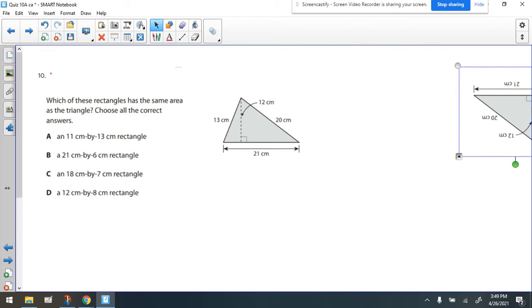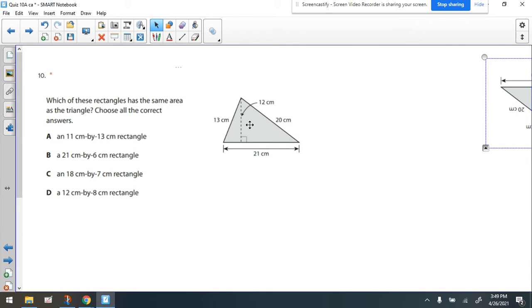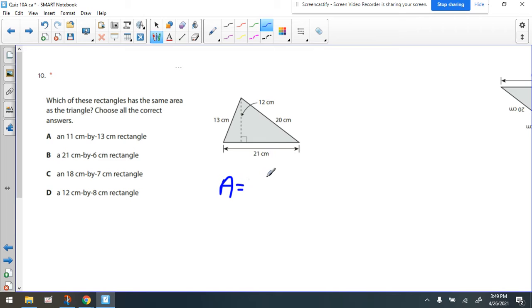Let's make sure we understand what we really need to do, which is we need to find the area of this thing. And they try to intimidate you by giving you extra numbers to force you to identify what are the numbers that you actually need. The formula for area of a triangle, recall, is area equals half of the base times the height.